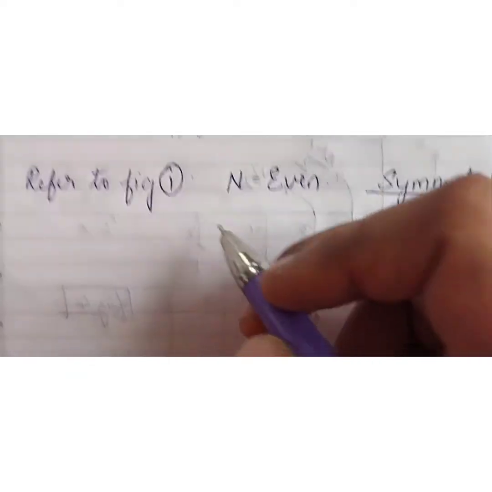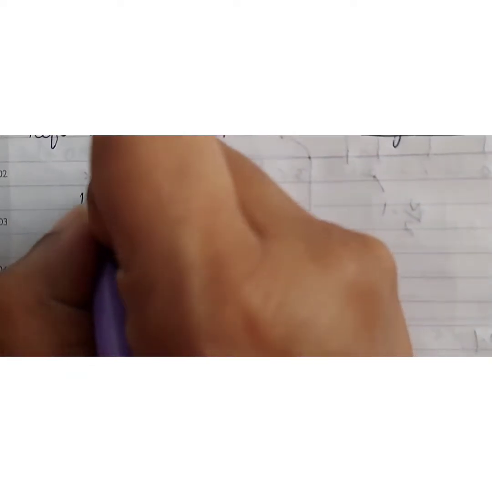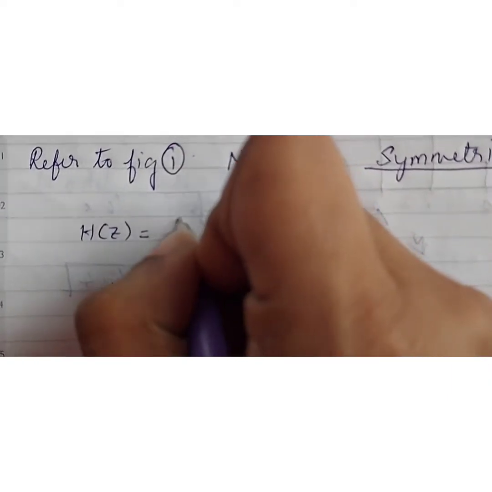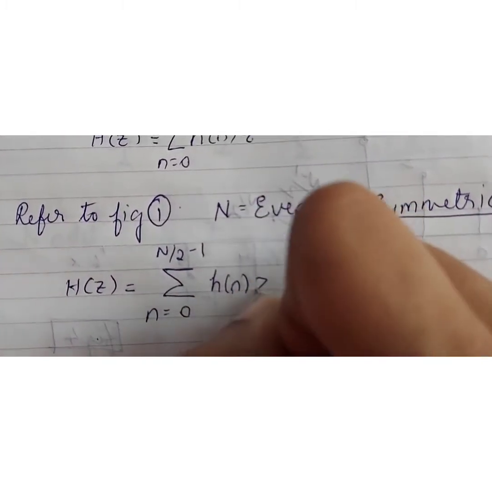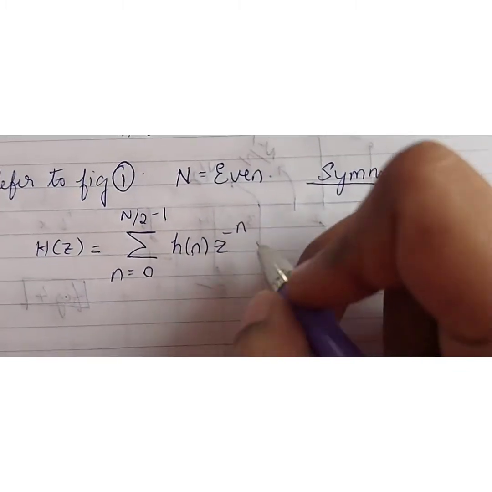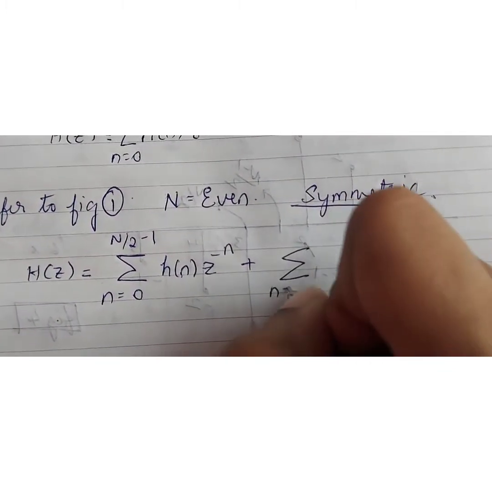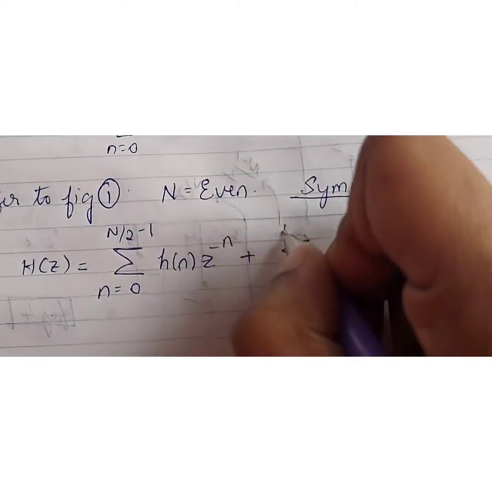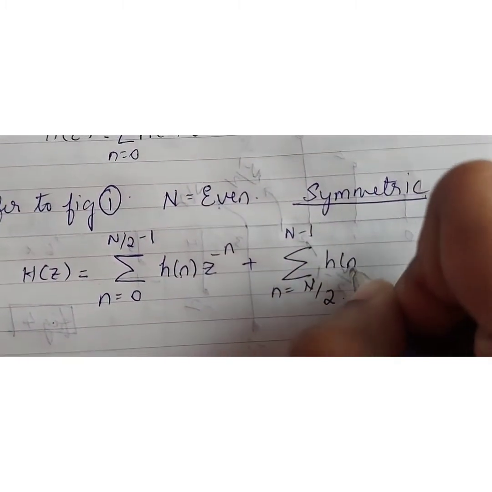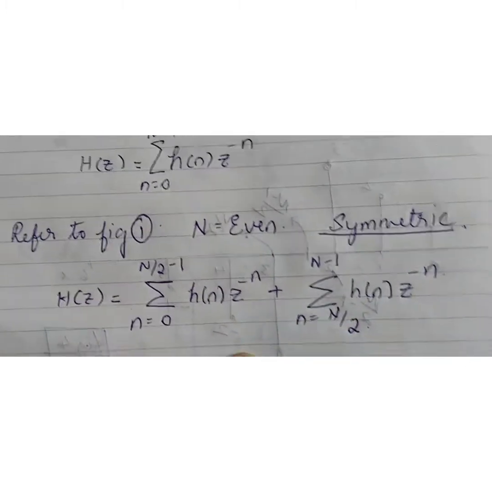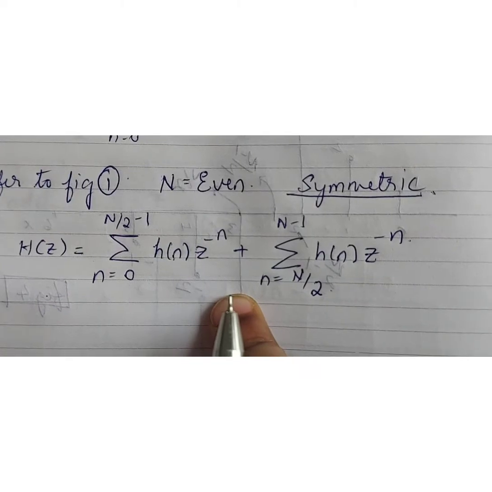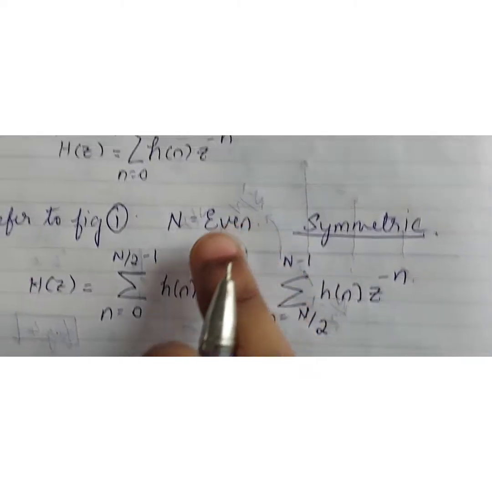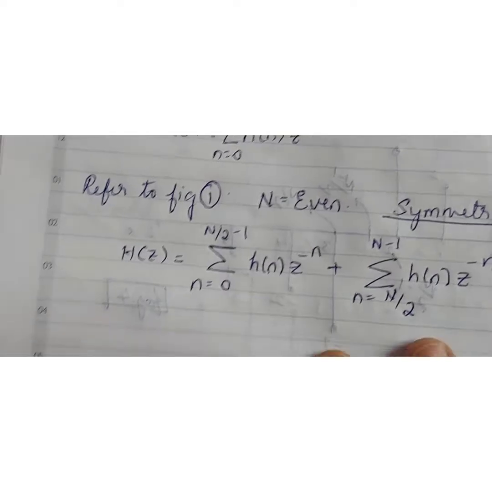0 to N minus 1, we are going to write it as H of z is equal to the summation n equal to 0 to N by 2 minus 1 of h of n z power minus n, plus the summation n equal to N by 2 to N minus 1 of h of n z power minus n. I hope this is very well understood. 0 to N by 2 minus 1, across the center there is no value, N by 2 to N minus 1. You have split this summation in this form. Okay.